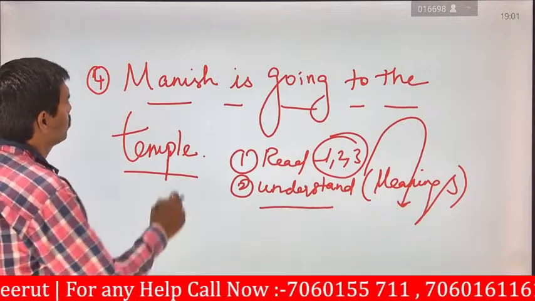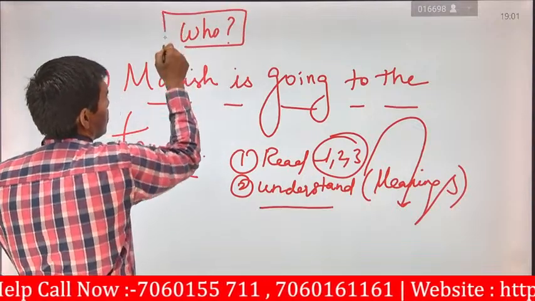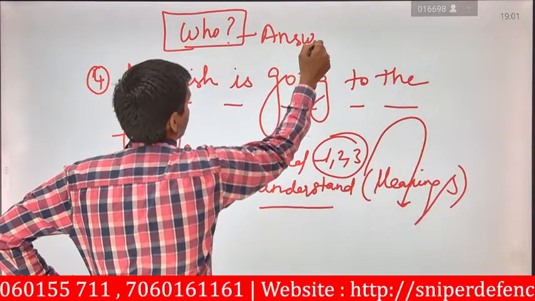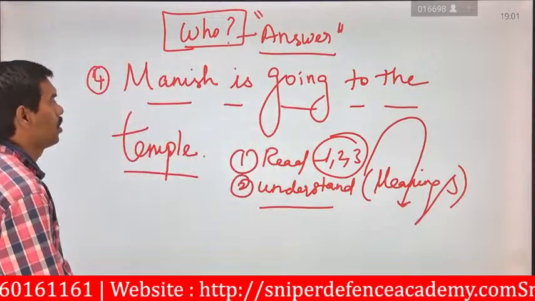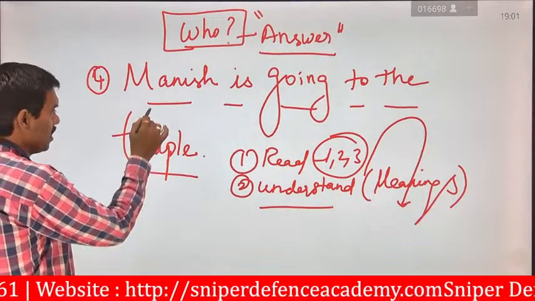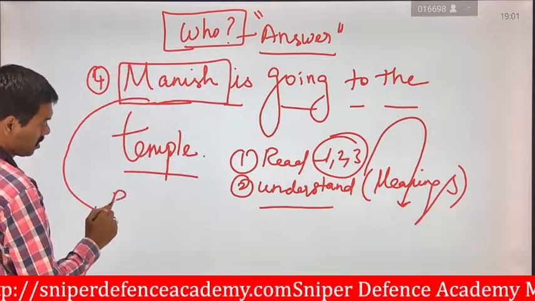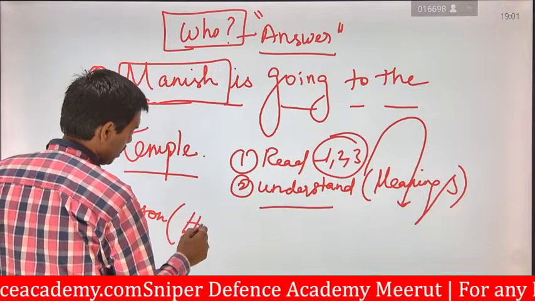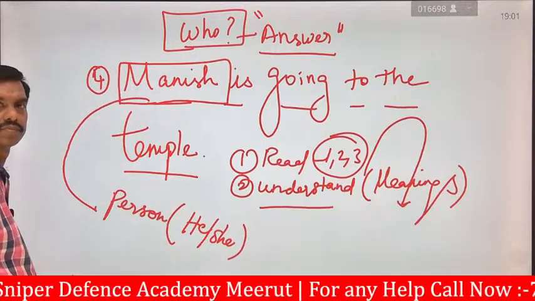So who is going to the temple? You should ask the question by yourself. If you ask this question, you will get the answer. So here, who is going to the temple? Manish. Manish is a person. The person may be he or she who is going to the temple. Okay, it's easy for you.